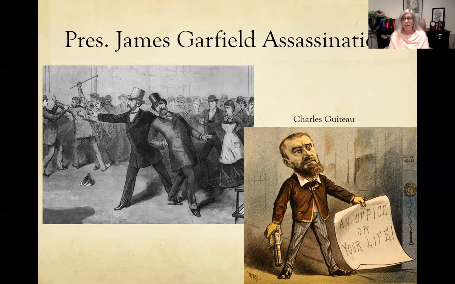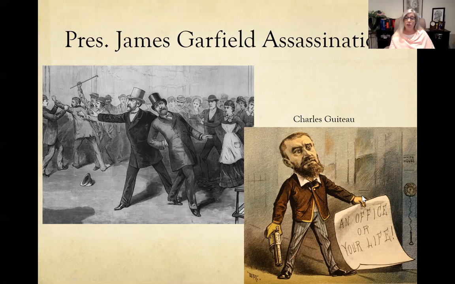And he's convinced that Garfield is acting inappropriately, and that there's something wrong, and that he wasn't who the nation thought that he was, and he had to take matters into his own hands and save the country. So he ends up assassinating James Garfield. You can see the depiction here where they're at a train station and Guiteau comes out of the crowd and just comes right up to him and shoots him.